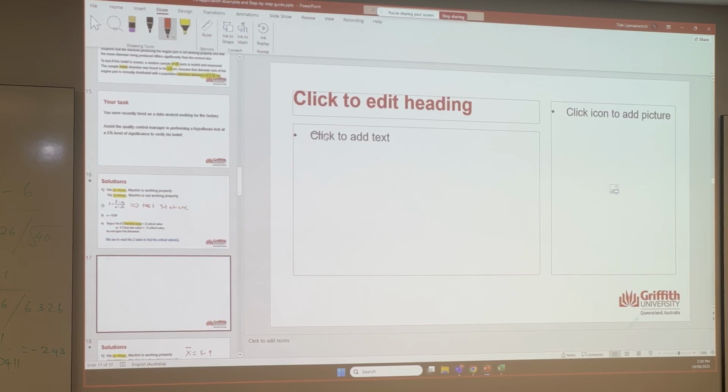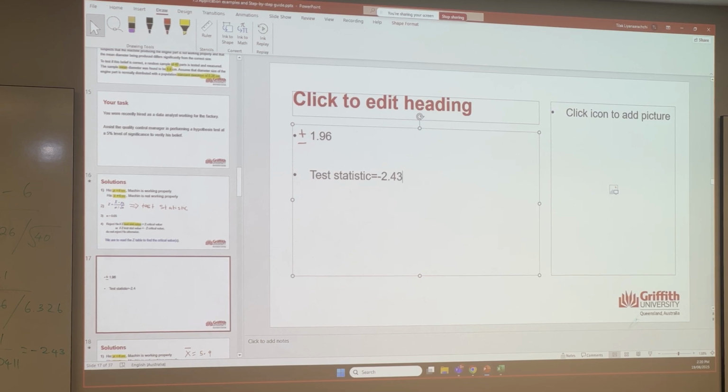So you have the critical value, 1.96, and it is either plus or minus. And then you have the test statistic. So what is the test statistic? The test statistic equals minus 2.43. So can you compare which one is bigger?